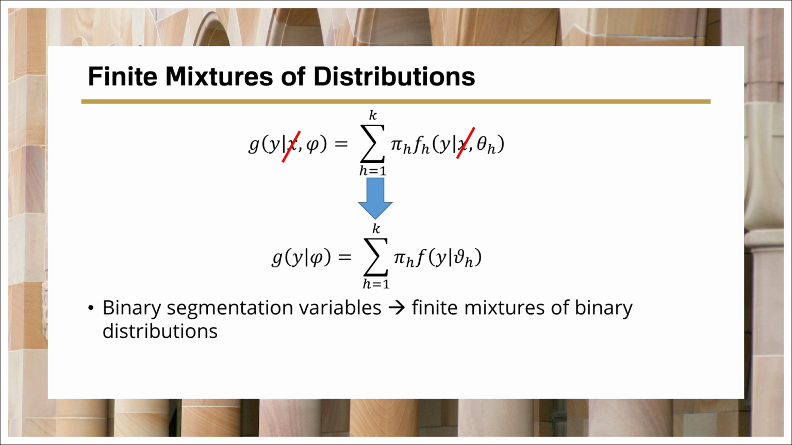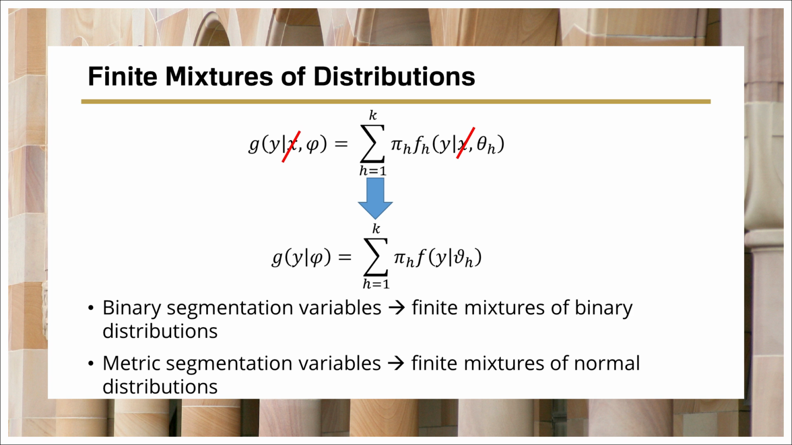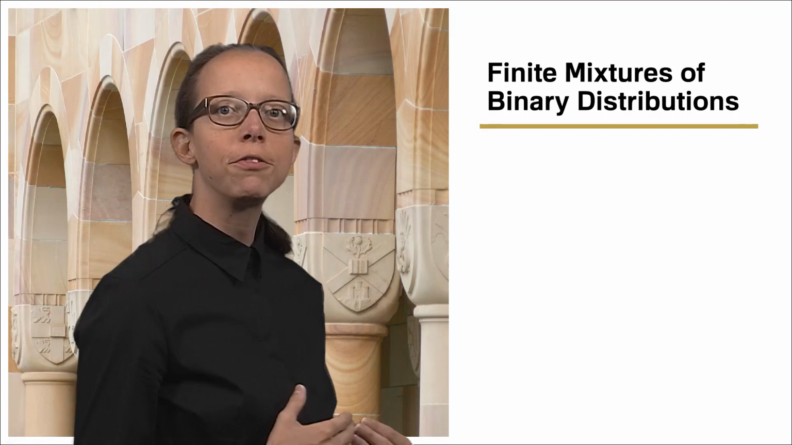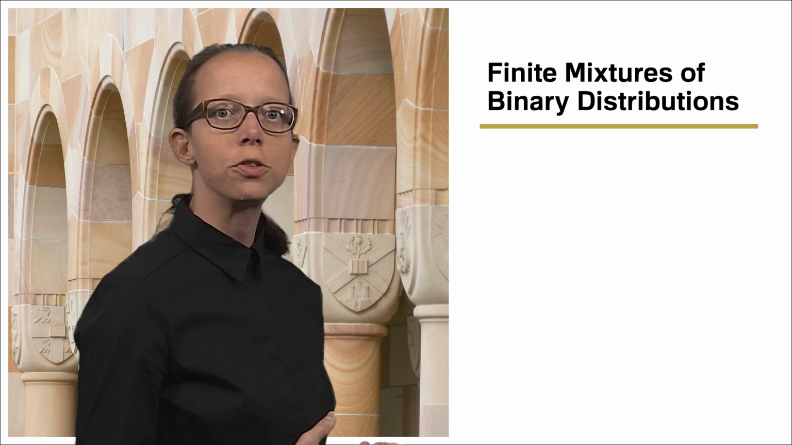If we would now ask tourists for those vacation activities they engaged in, how many minutes they spent on them during their holiday, we would get metric segmentation variables. With metric segmentation variables, we can use finite mixtures of normal distributions. So the only difference between mixtures of normal and binary distributions is that the segment-specific characteristics have to be estimated in a different way. Let's have a look at finite mixtures of normal distributions first.